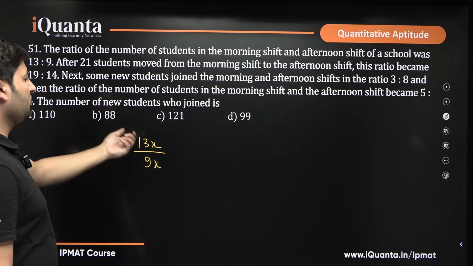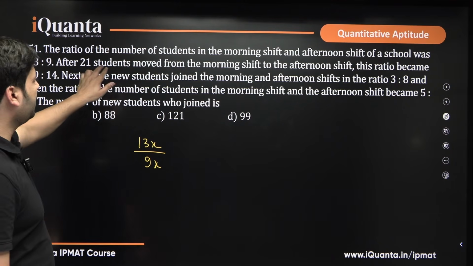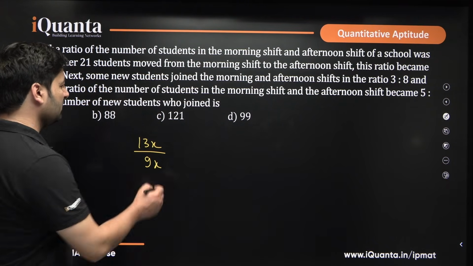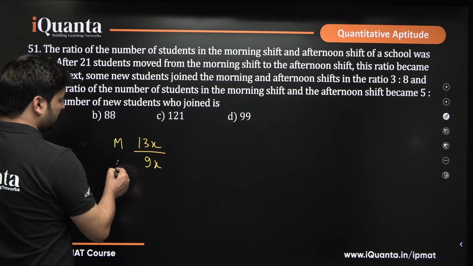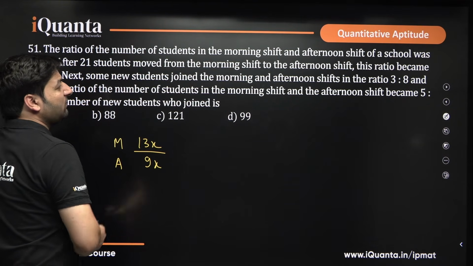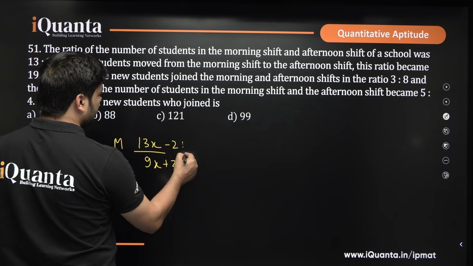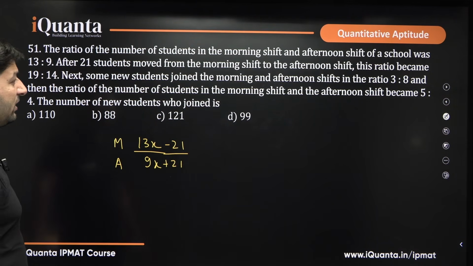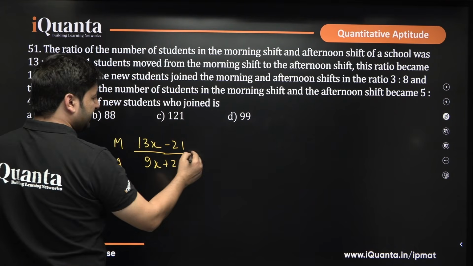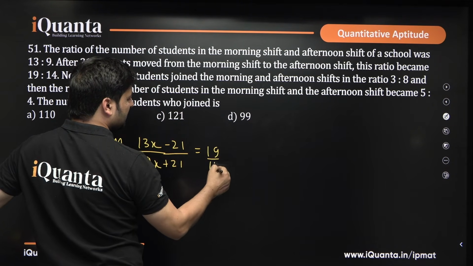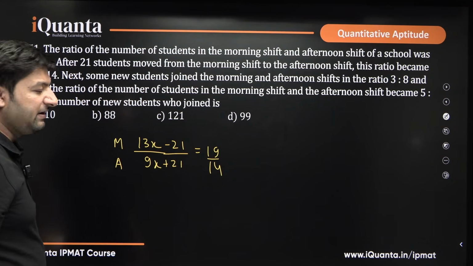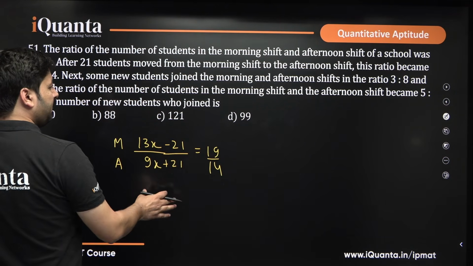It's a ratio, you can take a variable together. After 21 students moved from the morning shift to afternoon, so this is morning shift and this is afternoon shift, right. From morning to afternoon, if 21 students move, this will be increased by 21 while this will be decreased by 21, yes or no. Once we do this, the ratio now is becoming 19:14. So 19:14, you can simply cross multiply and find out the value of x from here.